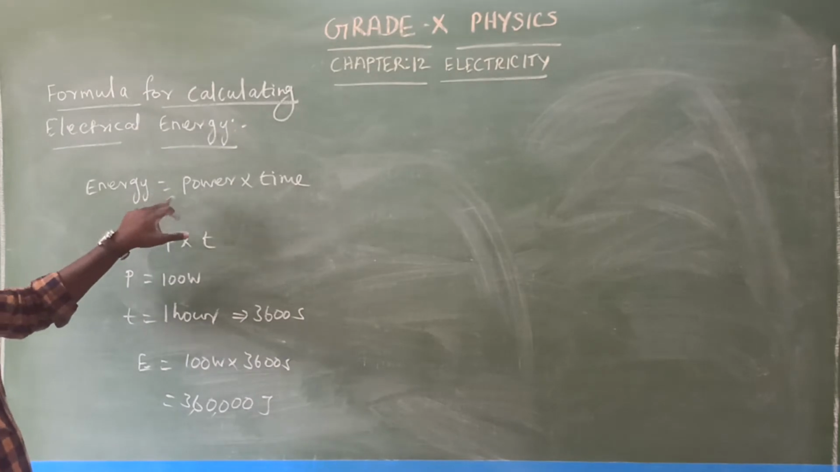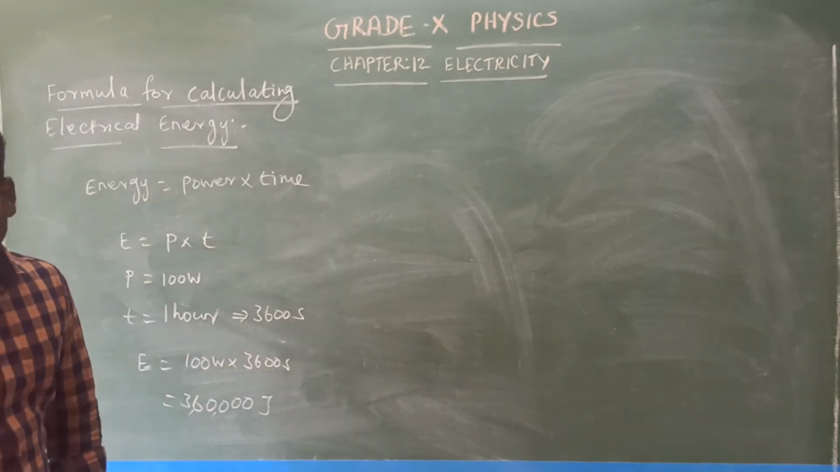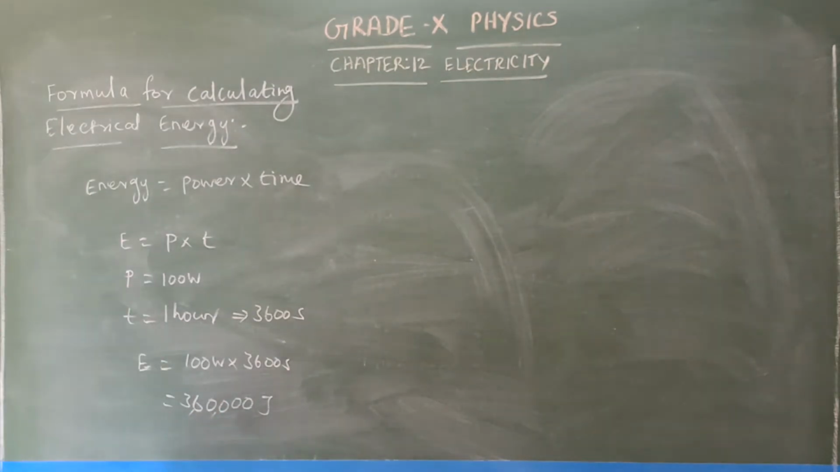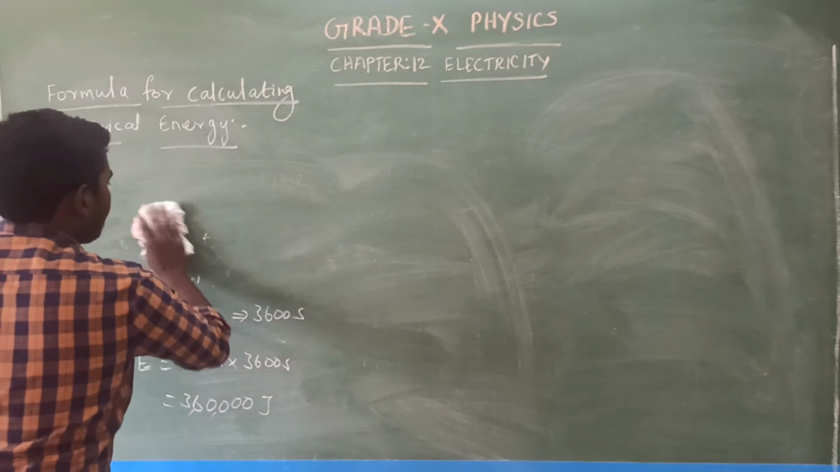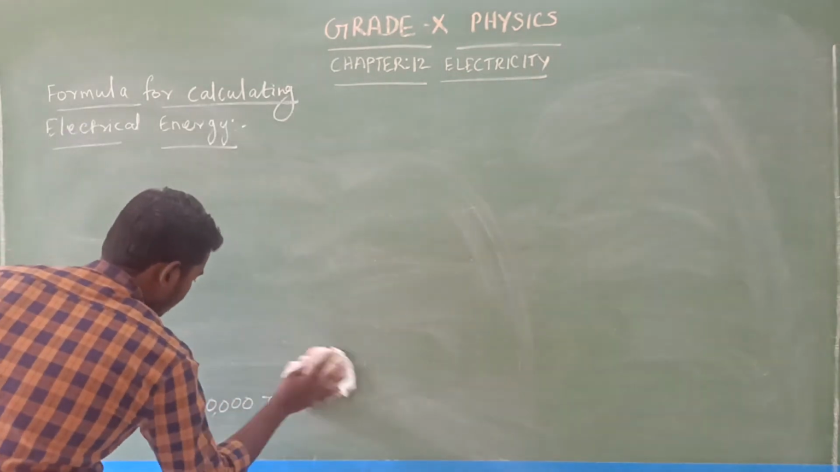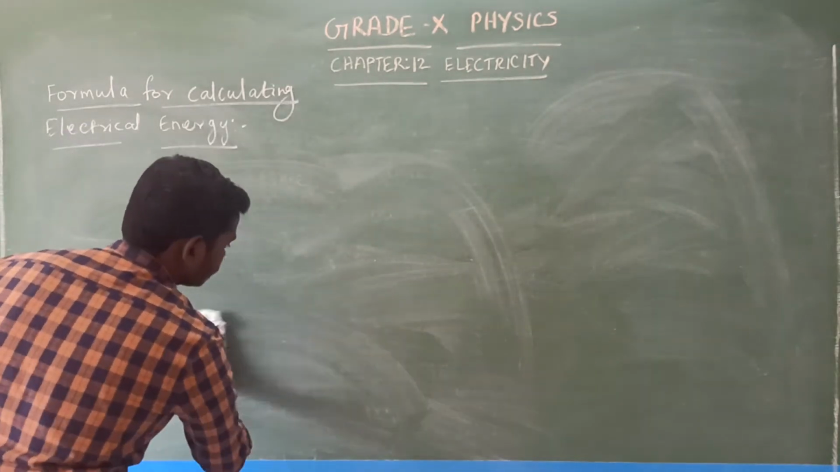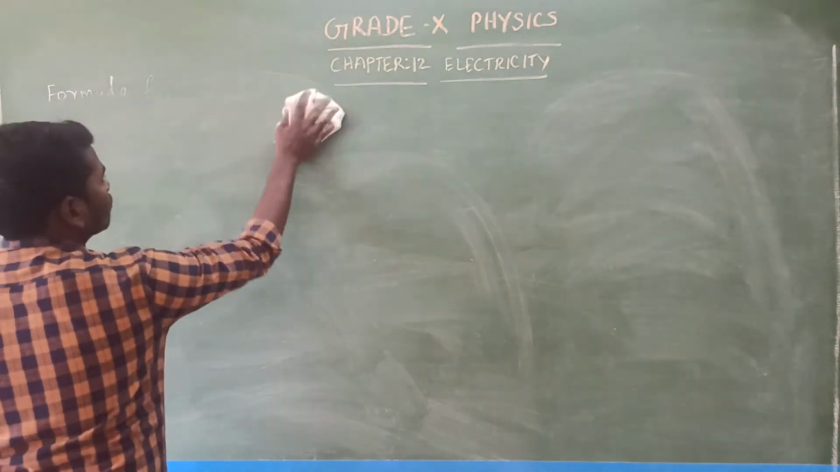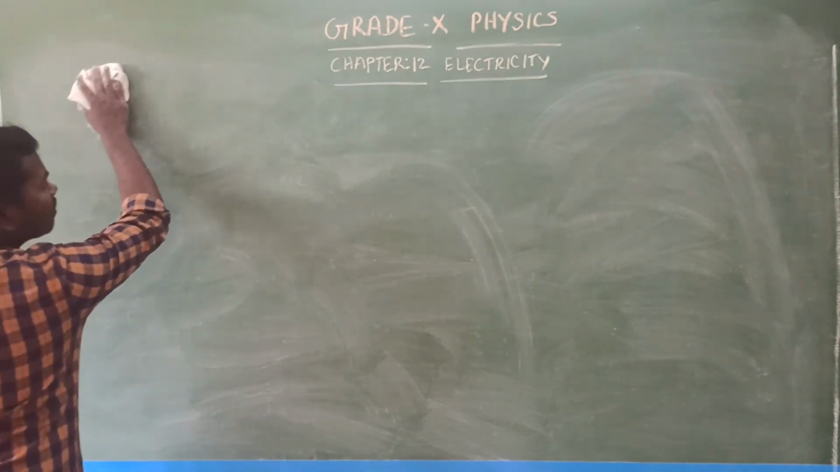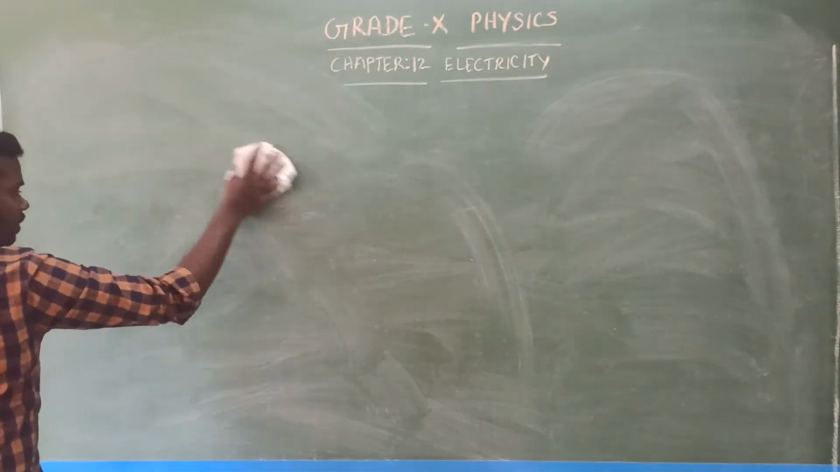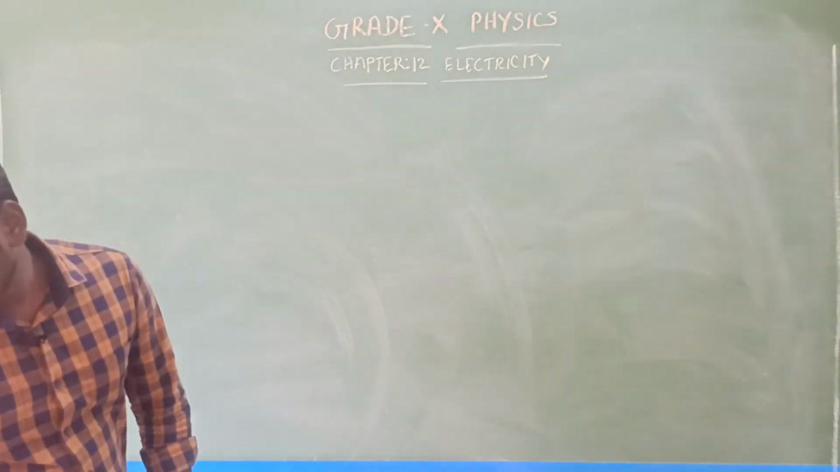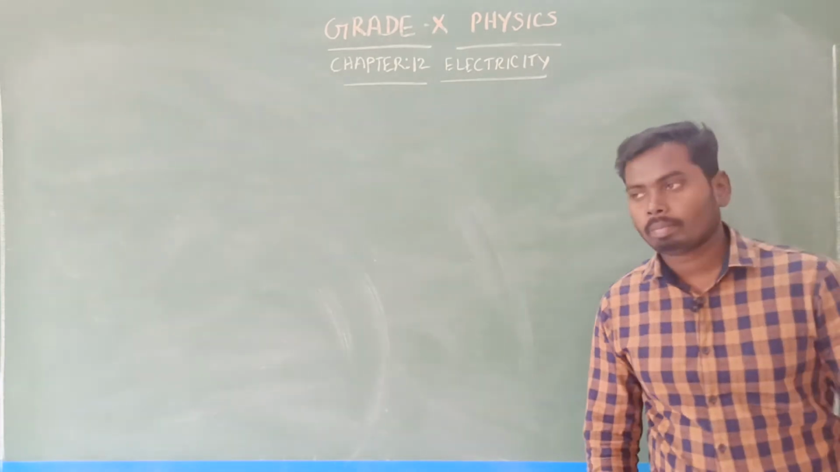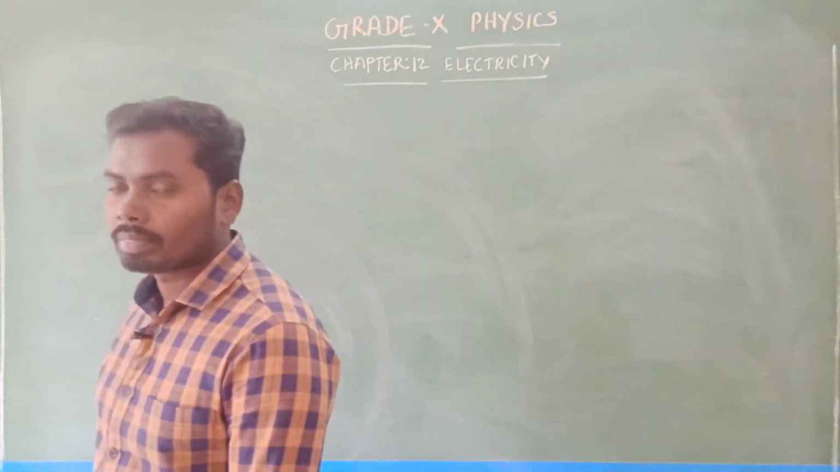Very easy one. Energy is equal to power into time. Keep this formula in your mind. Is that clear, students? Very easy. Okay, so next one. Formula for calculating electrical energy. To calculate the electrical energy, we have a formula. Note this point: energy is equal to power into time.